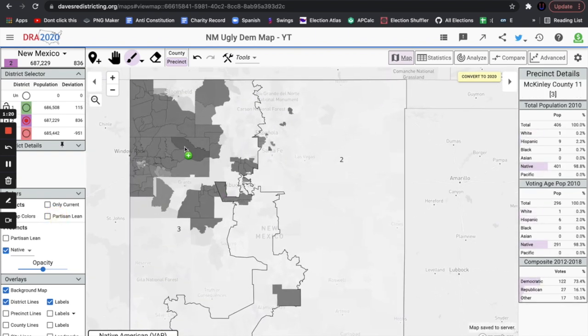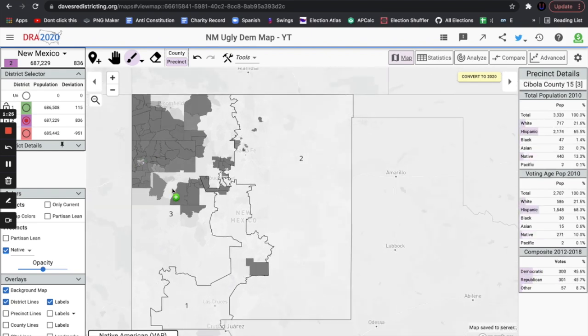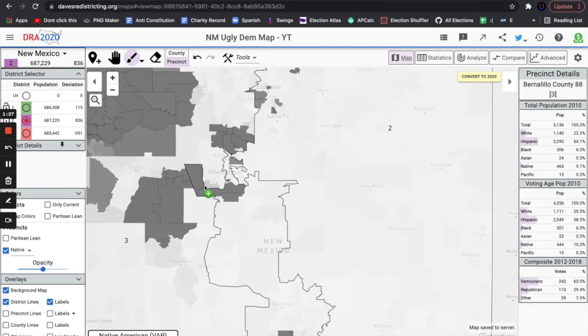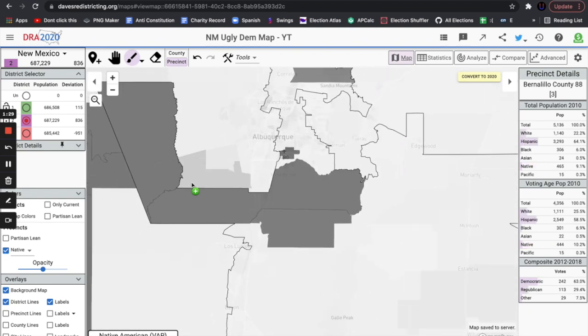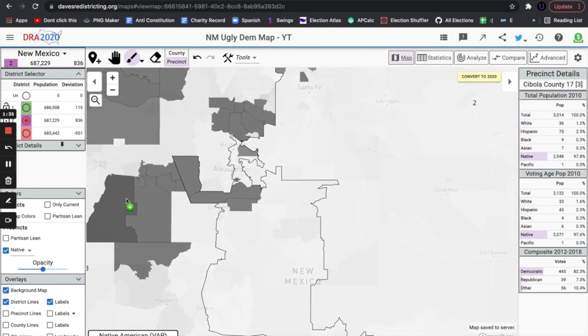So these reservations I like to keep together. They're kind of communities of interest. Then there are 2 native reservations that are close to each other but don't need to be kept together. So there's this reservation here that's part of Bernalillo County, as you can see over here. And then you have this reservation over here in Cibola County.